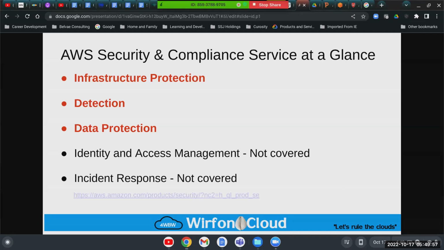So we talk about infrastructure protection. We'll talk about detection. We'll talk about data protection, and then lastly, there are two other elements, which is identity access management and incident response. Now, the last two elements I'm not going to cover as part of this presentation. There's a good reason for that.